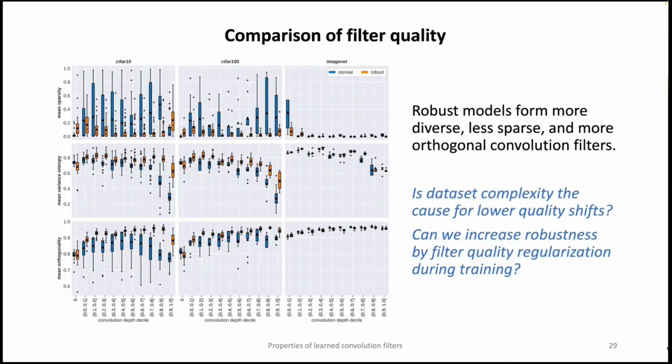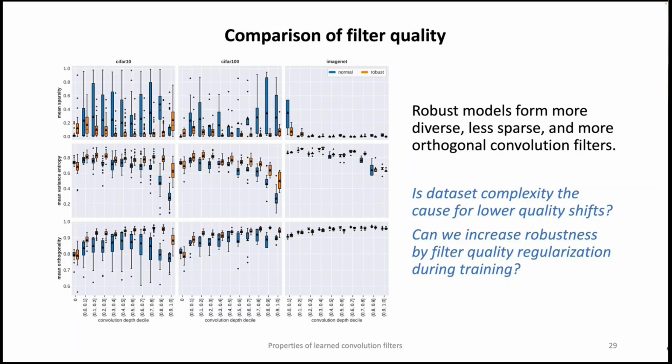And for orthogonality, we see slightly different things. So we see that on CIFAR-10, the orthogonality of feature maps increases, but eventually will dip off. We again see the same thing for CIFAR-100. And adversarial training seems to correct this. So adversarial training seems to generate feature maps that are more orthogonal to each other. For ImageNet, however, we see that it never dips off. And again, the gap between robust and normal models is very low.